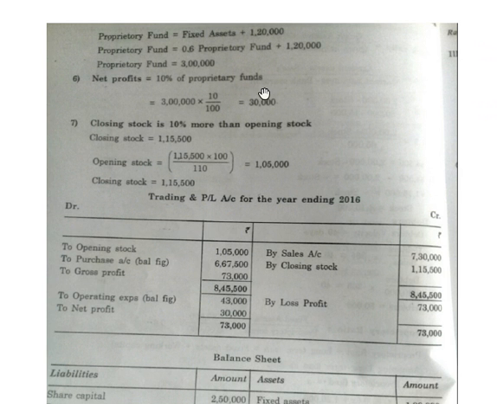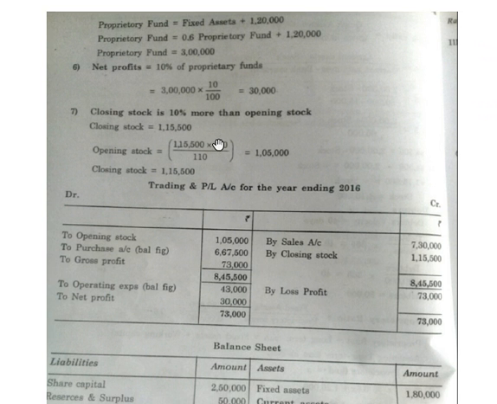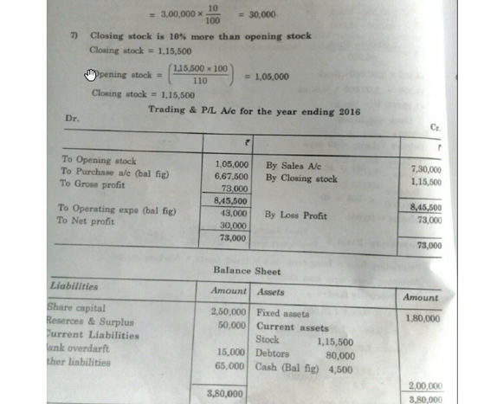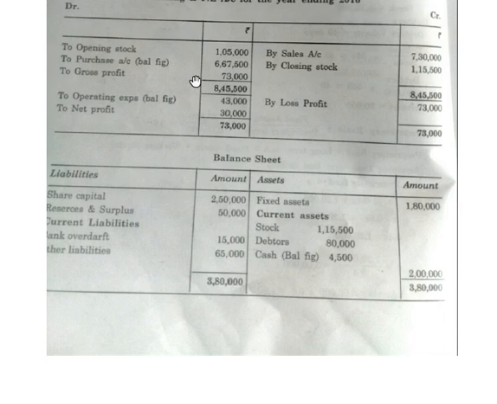Net profit is equal to 10% of proprietary fund, which is 3 lakh into 10%, which is 30,000. Closing stock is 10% more than the opening stock, they have told. So closing stock is 1,15,500, which we found out. So opening stock is for 100%, because closing stock is 10% more. So 1,15,500 is for 110%. What is for 100%, which is your opening stock? Cross multiply: 1,05,000.